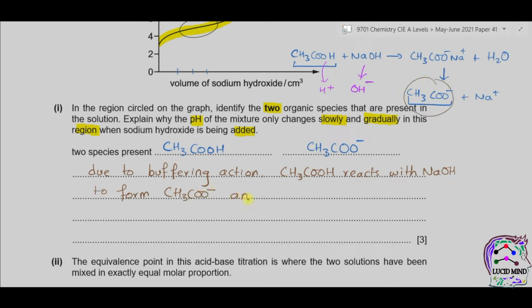Now you can also answer it like this: CH3COOH will be dissociated to form H positive ions, and then those H positive ions will react with OH negative from NaOH to form water. OH negative from sodium hydroxide reacts with H positive ions produced from ethanoic acid, and the equilibrium shifts to the right direction.